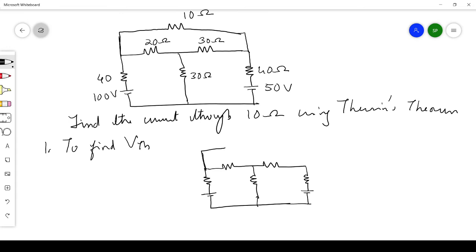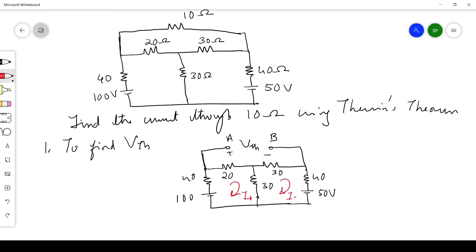Here let me mark it as A and B. Across this we'll be finding VTH. This one is 40, this is 100, this is 20, this is 30, this is again 30, this is 40 and 50 volt. Since it is looking like a mesh, we can just assume mesh currents, I1, and here I2. I1 is in this direction.